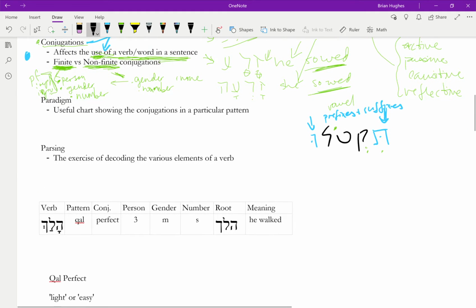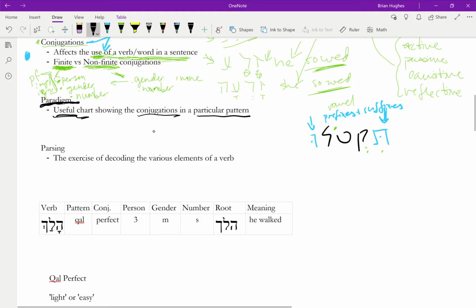Okay, another term we're going to use is paradigm. A paradigm is a useful chart showing a particular conjugation in a particular pattern. So on page 31, bottom right corner, you have the Qal Perfect Paradigm. It's this chart that has all the forms of this one conjugation, the perfect conjugation, for the particular pattern, the Qal. So that's an example of a paradigm. It's very useful. It gathers everything together in one place.